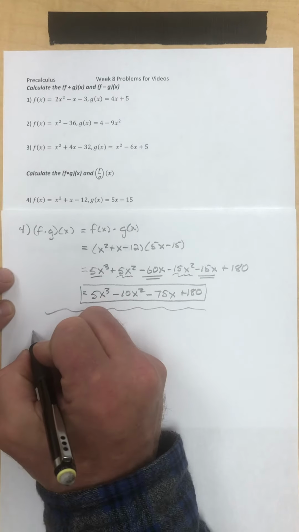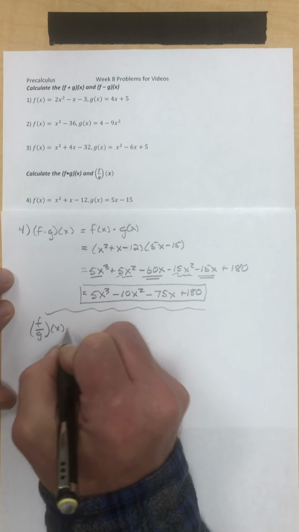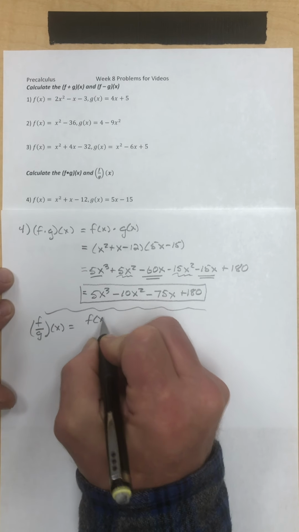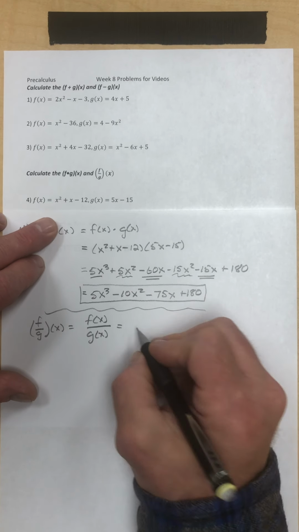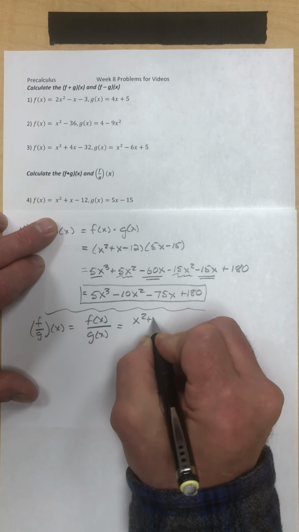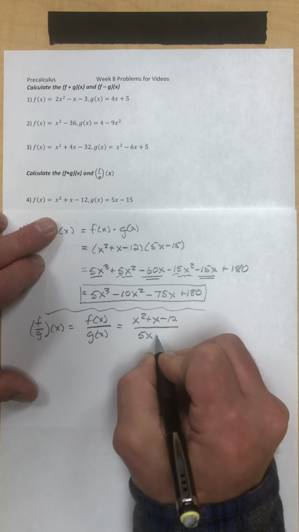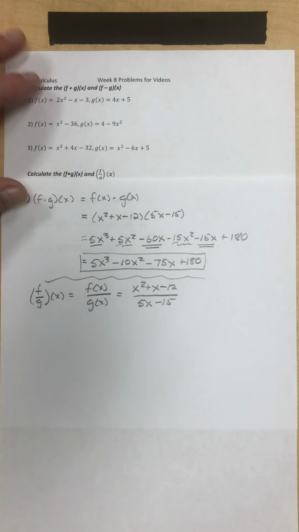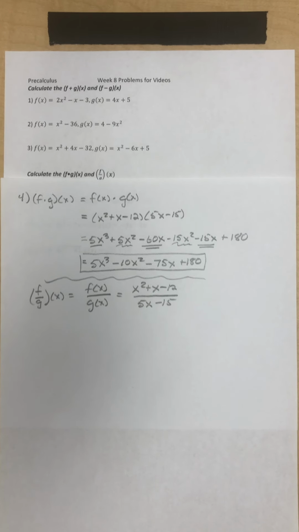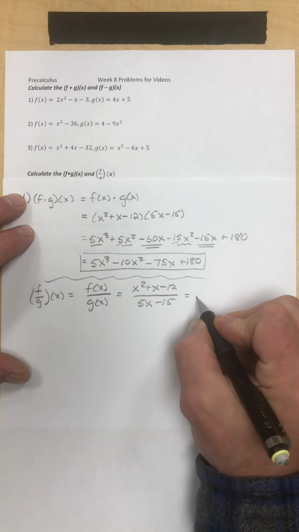Now I have to do f divided by g of x. So that's going to be f of x over g of x. My f of x is x squared plus x minus 12, and my g of x is 5x minus 15. Now the only way to reduce that, or check to see if it's reduced, is to factor everything. So we factor the numerator and denominator if it's possible.